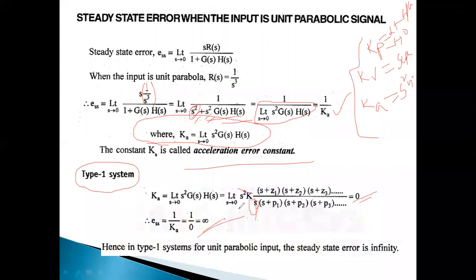Similarly, for a type 0 system, limit s tends to 0, here it is s square into some constant value. There is no s term present at the origin, so you will get some constant value. If I substitute s equal to 0, again you will get 0. The acceleration error constant for type 0 system and type 1 system is 0. Therefore, the steady state error becomes infinity. Just note down this.